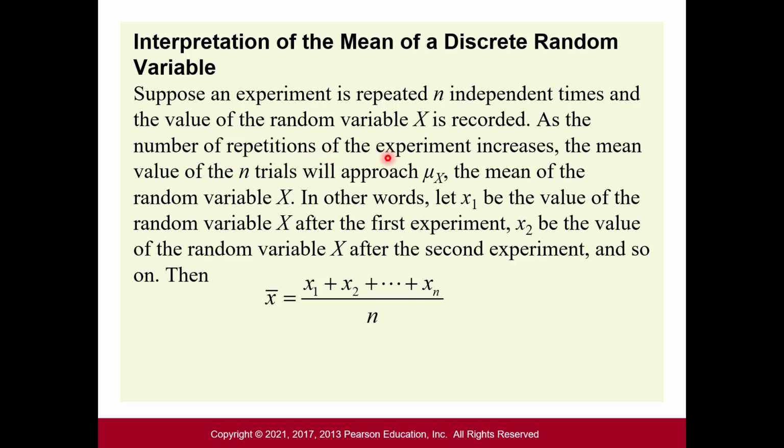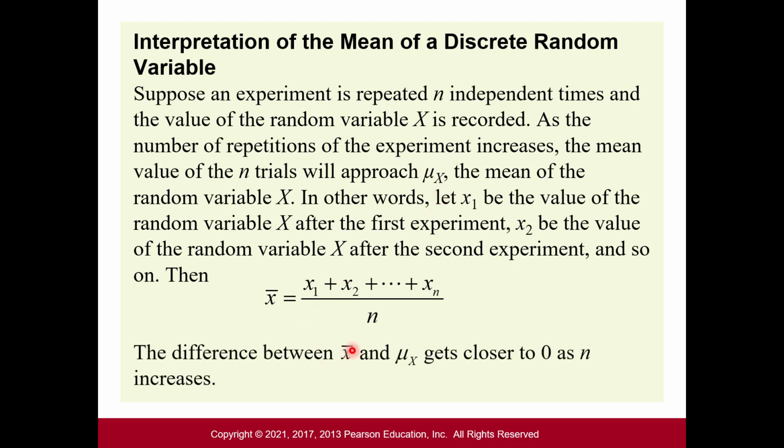As the number of repetitions of the experiment increases, so the more times you do the experiment, the mean value of the n trials, the average from the n times you did the experiment, will approach the mean of the random variable that we just calculated using the formula. So basically, we know that from the past, the mean can be found by adding up all of our values, of our outcomes, and then dividing by how many outcomes there were, the total. And so what this is saying is, the more times we repeat an experiment, this value is very close to the value we calculated using our formula.